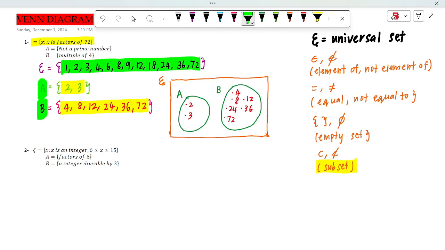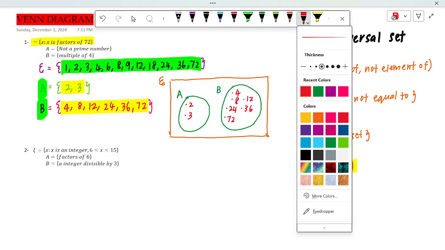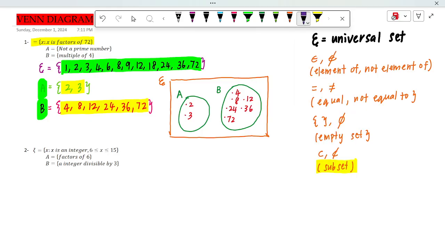So for now, you have already arranged A and B. The numbers that were not in A and B must be written outside of A and B but inside your universal set. So the numbers that we did not write inside your A and B belong to outside, which is 1, 6, 9, 18, done, 5.